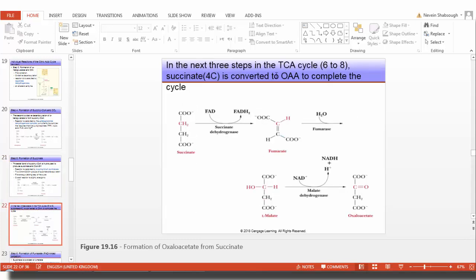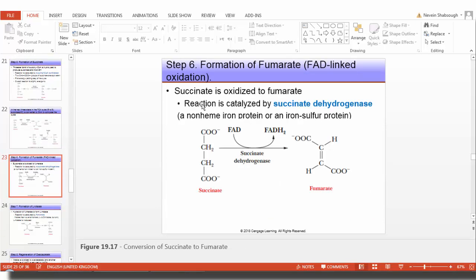Now, in the next 3 steps in the TCA cycle, from 6 to 8, succinate, a 4-carbon compound, is converted to oxaloacetate to complete the cycle. By the way, the production of GTP, which is equivalent to ATP, directly from the cycle is referred to as substrate level phosphorylation to distinguish it from oxidative phosphorylation, which we will talk about later on. So now, step number 6, formation of fumarate and FAD-linked oxidation.